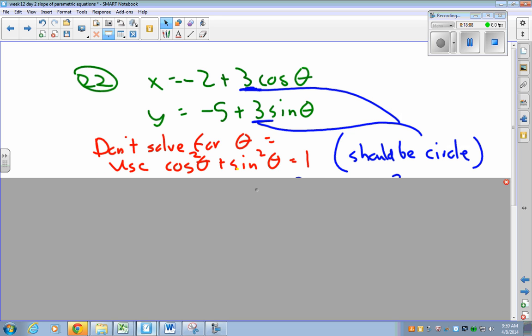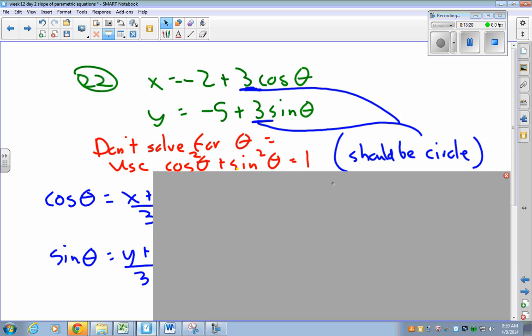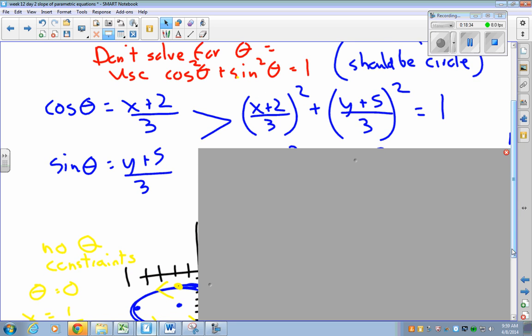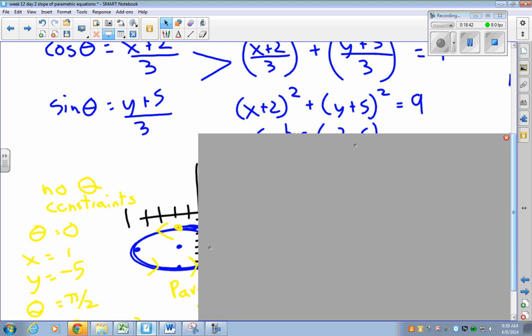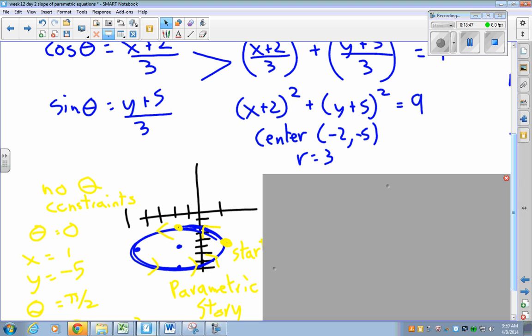Instead, I would use the identity cosine squared plus sine squared equals 1. So to do that, I got cosine equaled and sine equaled. I already know if I square those they equal 1, so I'm going to square those two fractions, and they have to equal 1. And I would do one little simplifying. 3 squared is 9 for both of them, so you can move the 9 over. That means I have a circle centered at -2, -5 with the radius of 3. So I drew that, and that's the blue circle.